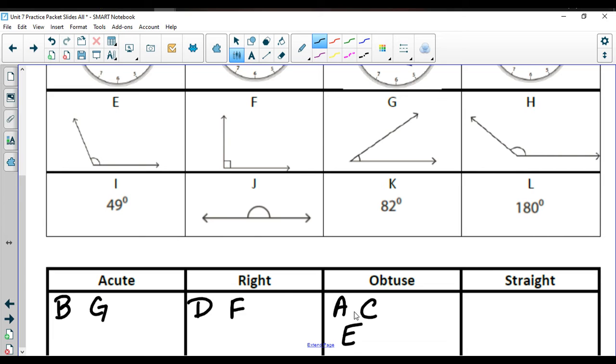G is an acute. H is an obtuse. I will be an acute. J is a straight. K is acute because it's less than 90. And L is also going to be a straight angle.